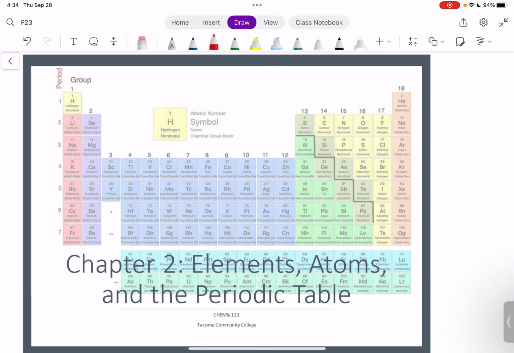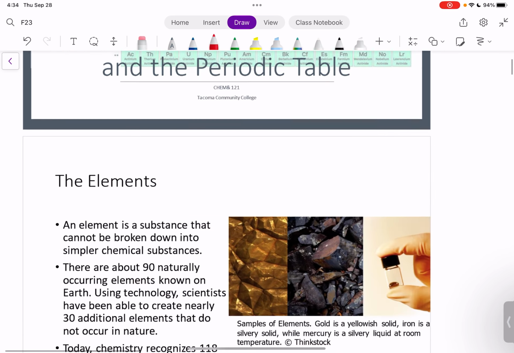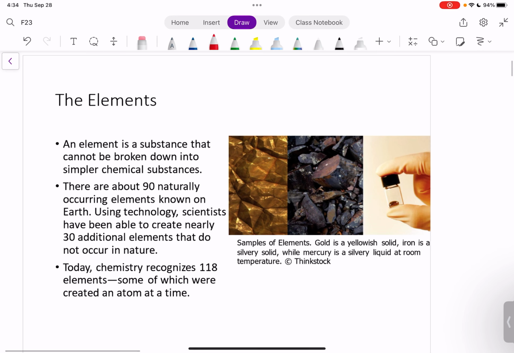In this video, we're going to start chapter 2, which is all about elements, atoms, and the periodic table. So let's go ahead and talk about elements first. Remember from last week that an element, we said, is a substance that can't be broken down into simpler chemical substances. Examples of some elements are hydrogen or helium or oxygen. Anything that you find on the periodic table of elements is an element, right?